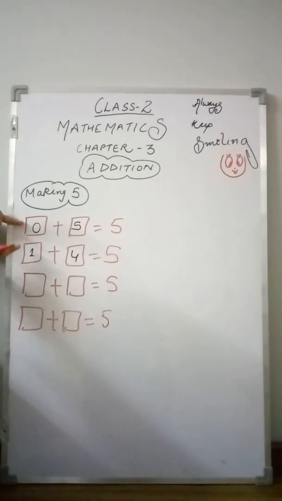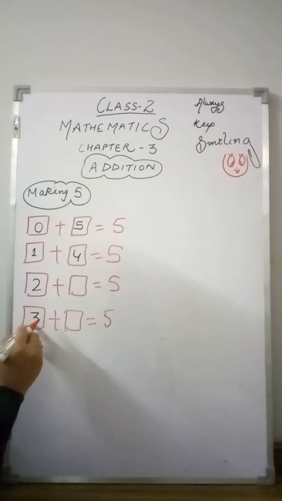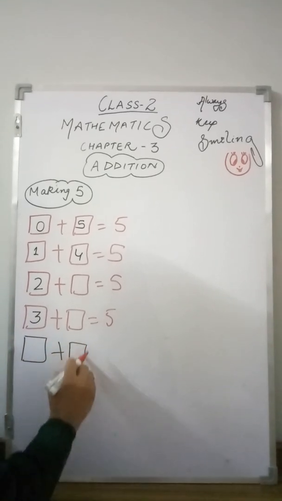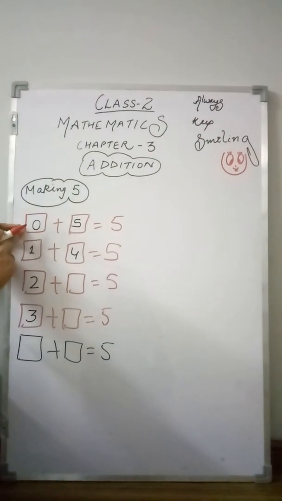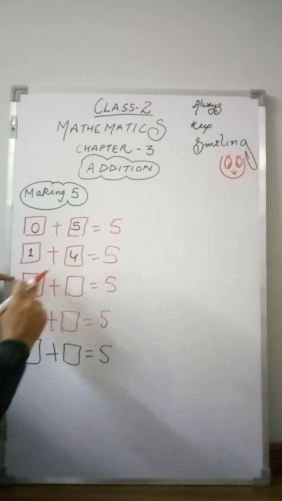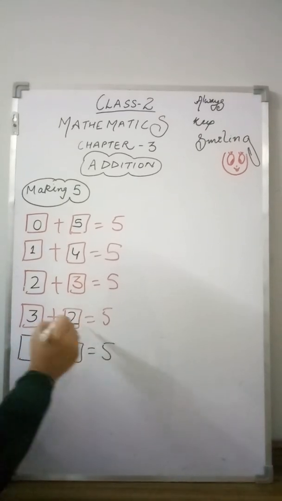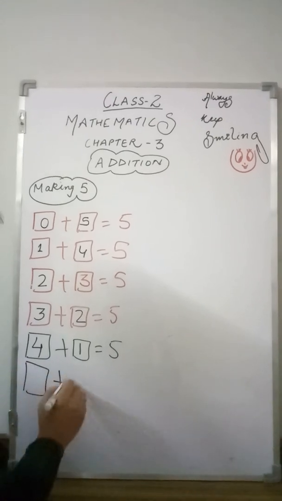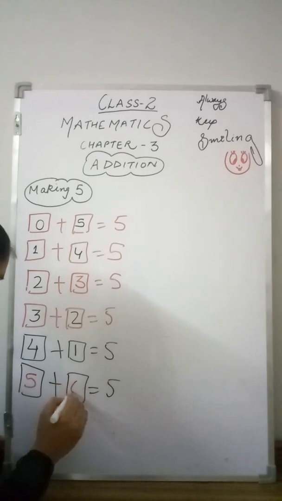Start with 0, then 1, then 2, then 3, then let's see how many pairs are there. Student, here I have started with 0, then pair is 5, 1, then pair is 4, 2, then pair is 3, and here 3, then pair is 2, 4, the pair is 1, and the last one is 5 plus 0.